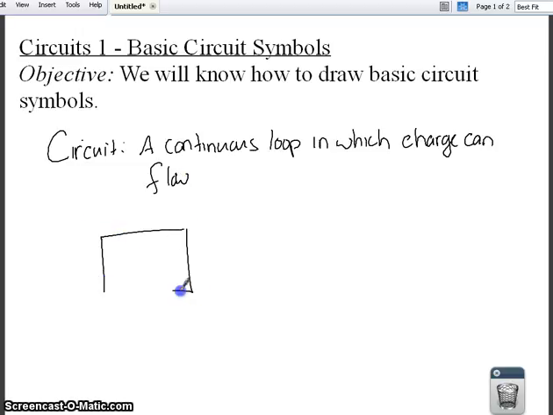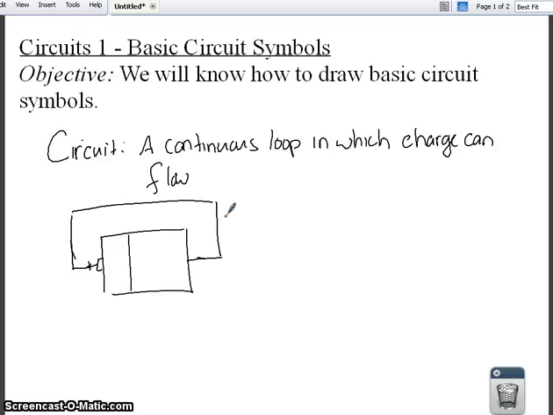A battery has a positive end and a negative end, and this charge wants to flow. We use batteries to power things. This charge wants to flow, and so what has to happen is we need to connect these two ends somehow. And once these two ends connect, charge can now flow, and now we have a circuit.